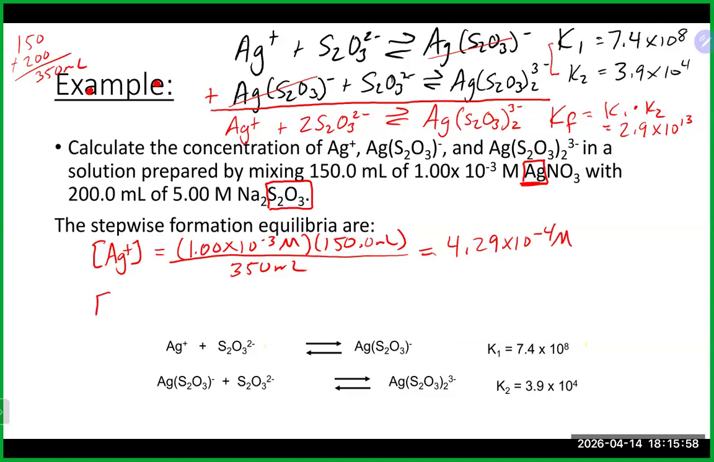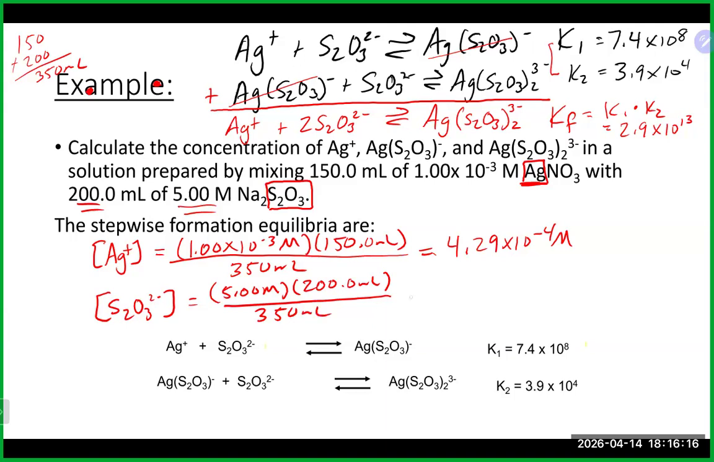We also want to do the same thing for our ligand, our S2O3 2 minus. Again, we have 5 molar of it, and we're using 200 milliliters. Again, that's going to be the same total volume of 350 milliliters. And that's going to give us a concentration of 2.86 molar. Any questions on that there?